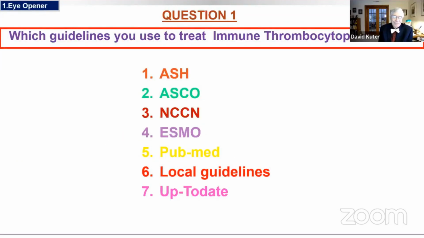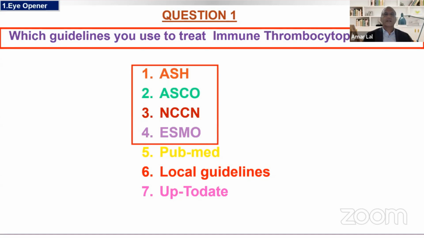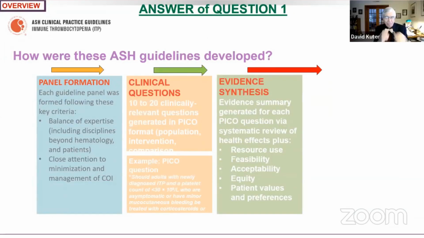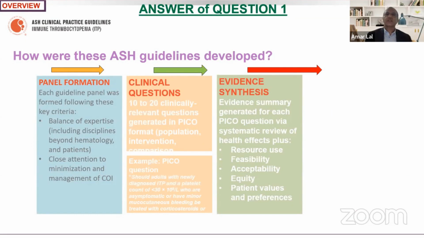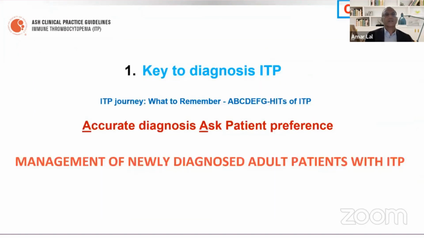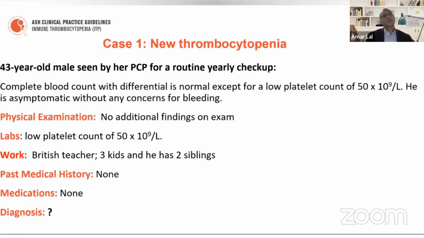First is an eye opener: which guideline do we actually use in hematology and oncology? Everybody agrees that we have these 4 guidelines, but for ITP, we use the ASH guideline. They go by panel information, then clinical questions, then evidence, and make recommendations, and we will use those guidelines in my case. The first thing is to make an accurate diagnosis. So I will go through this case.